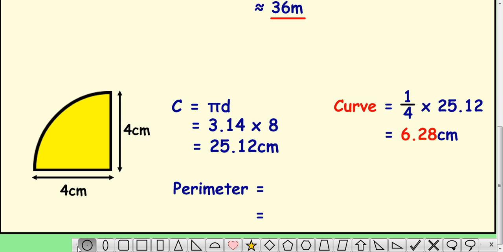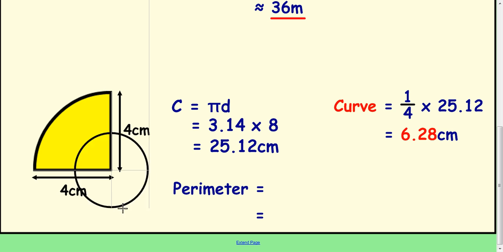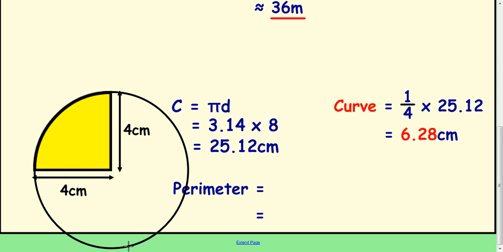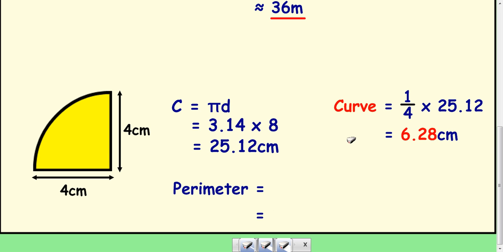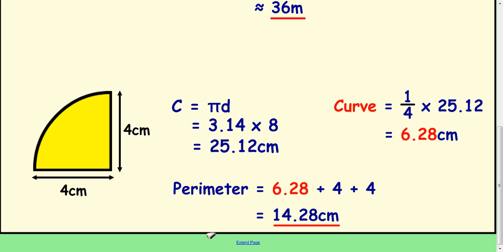If you look at the circle again, like this, then you can see that's from the centre point to the outside, centre point to the outside. So what I have to do with my 6.28 to go all the way around is 6.28 plus 4 plus 4. And you get your answer of 14.28 centimetres.